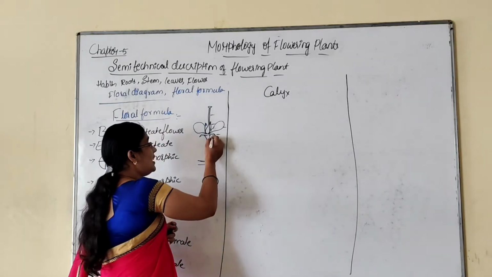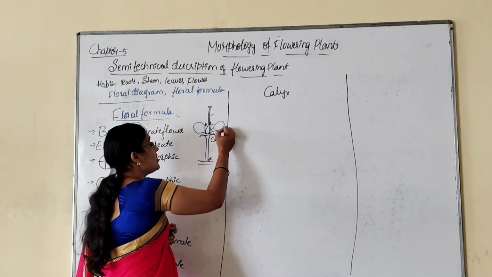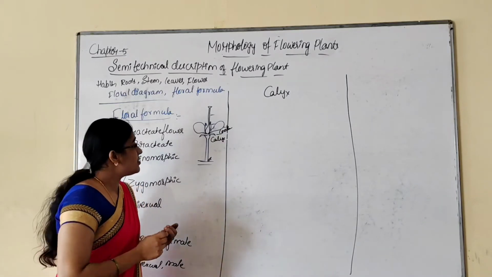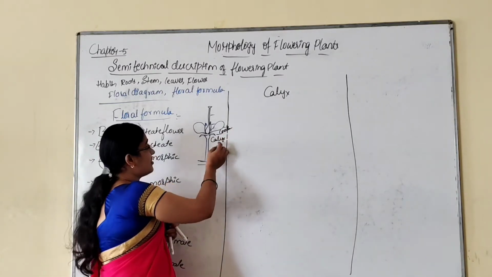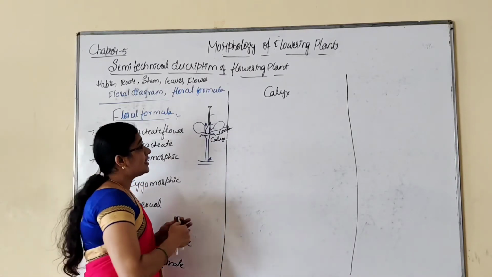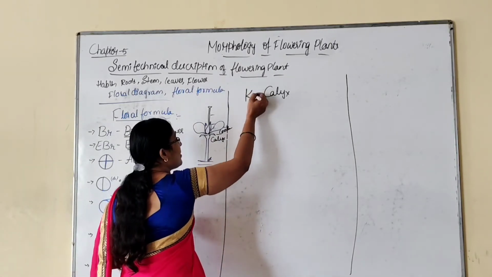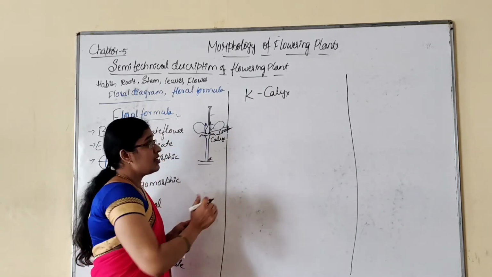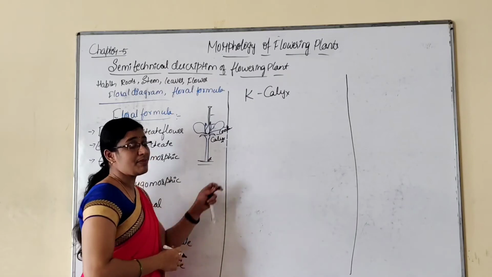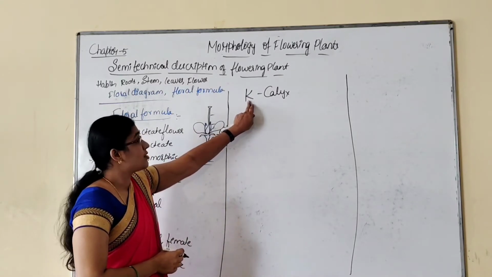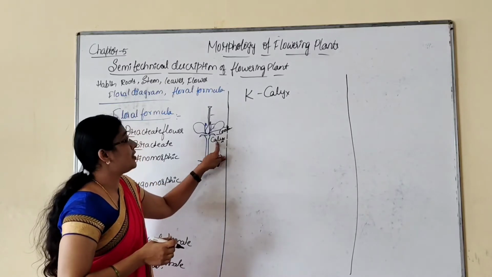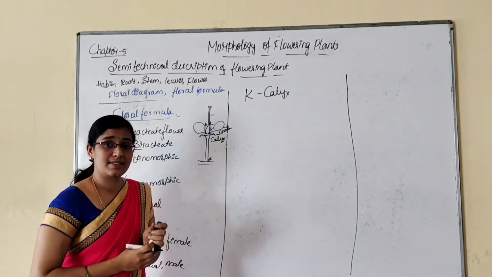But the calyx as well as corolla both start with the letter C. So corolla is also starting with the letter C, and calyx is also starting with the letter C. As a result, calyx is represented by the symbol K. So calyx, the outermost whorl of the flower, is represented by the symbol K. So when you write K, that represents the calyx. The individual units of calyx are nothing but the sepals.